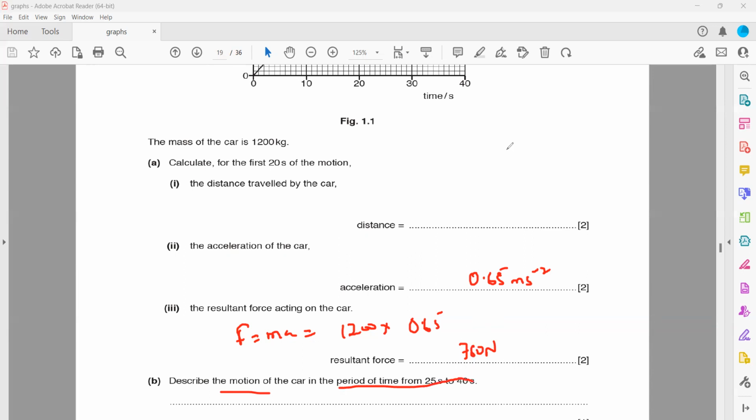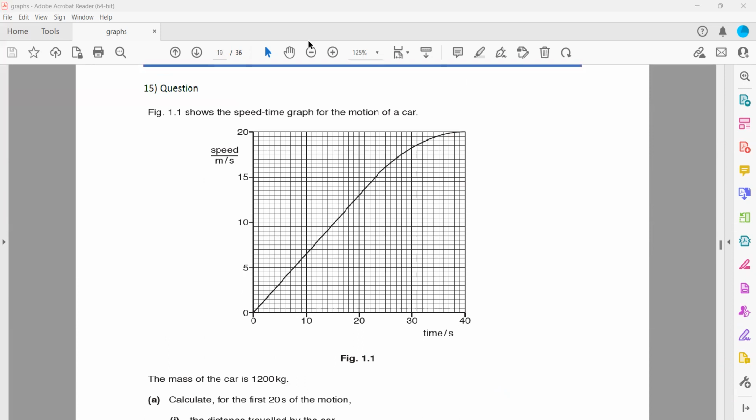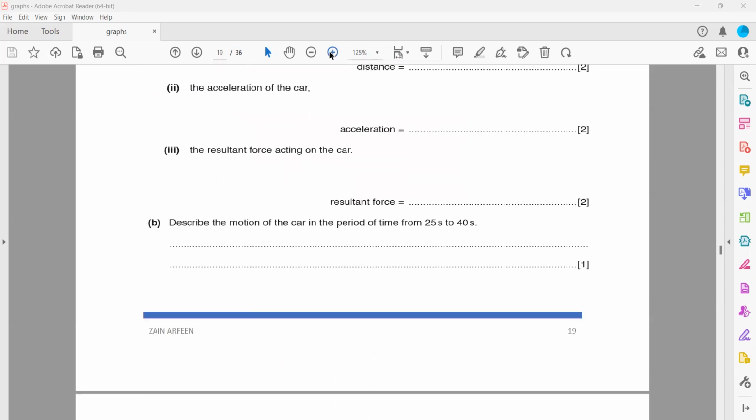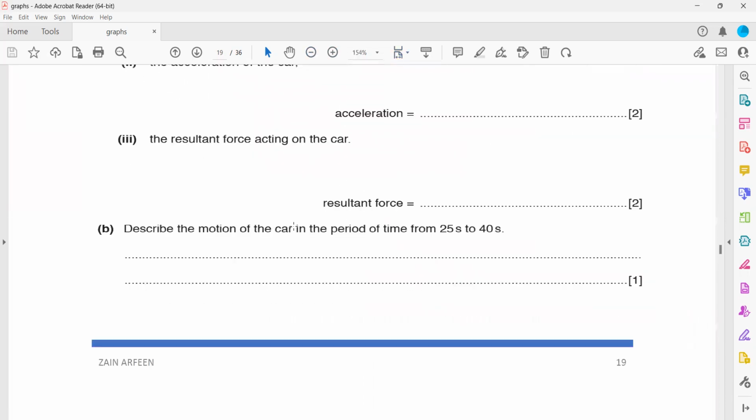Describe the motion of the car from 25 to 40 seconds. So what is happening from 25 to 40 seconds? Like this is 25. From 25 to 40 seconds, the slope is decreasing. If the slope is decreasing, we can say the acceleration of the car is decreasing. And check the marks with reference to that. If it's 1 mark, it's enough to mention that the acceleration is decreasing. If it's 2 marks, you can mention acceleration is decreasing because the air resistance increases or the resultant force is decreasing.